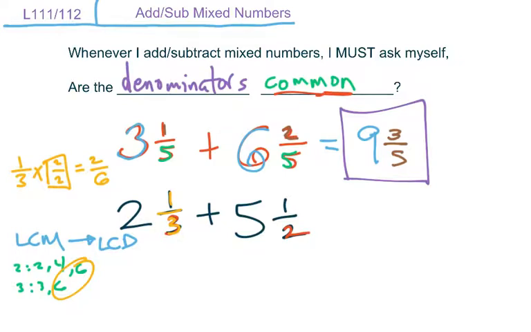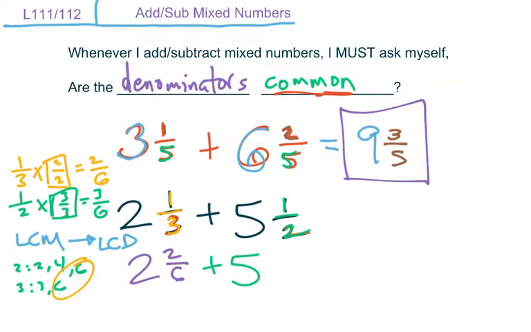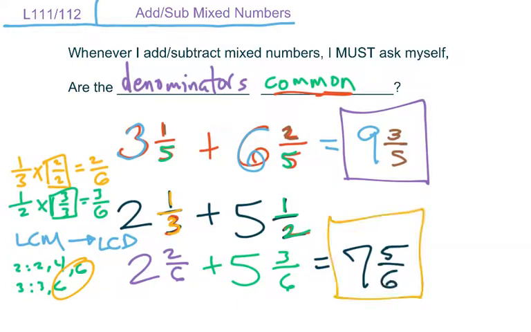So I'm going to rename this 2 1/3 as 2 2/6. Now remember, I must do the same with this 1/2. Again, maybe you can brain it. Maybe you need to show this work. I'm not sure what it is for you. People advance at different rates, but clearly 1/2 times 3/3 will get me 3/6. And so I'll rename 5 1/2 as 5 3/6. Then I know my 2 plus 5 is my 7, and my 2/6 plus 3/6 is now 5/6, and I can box that up.